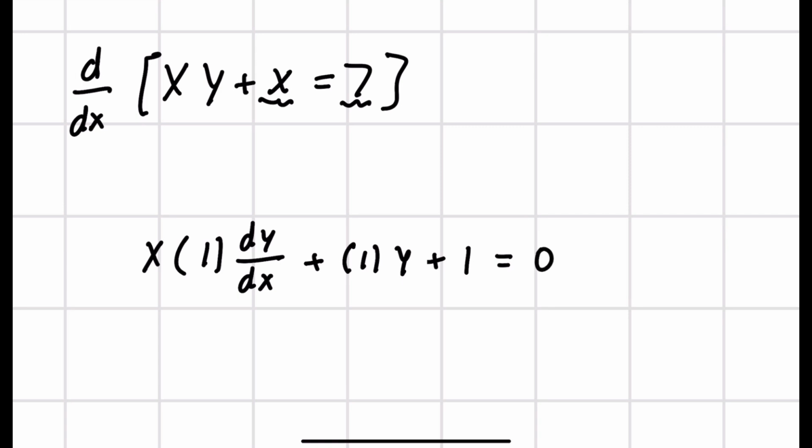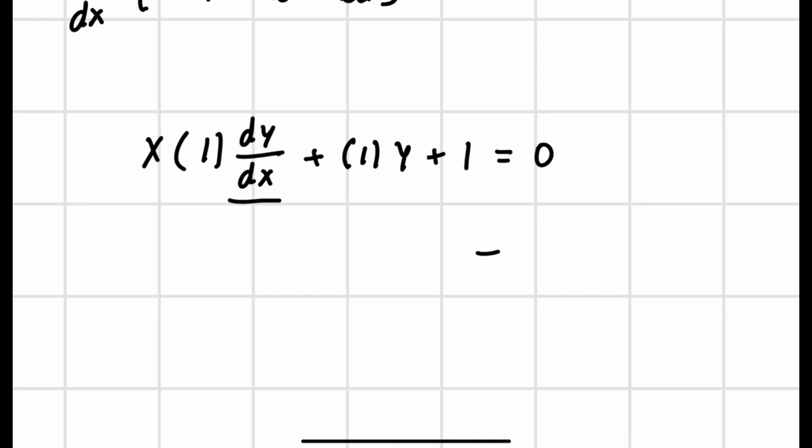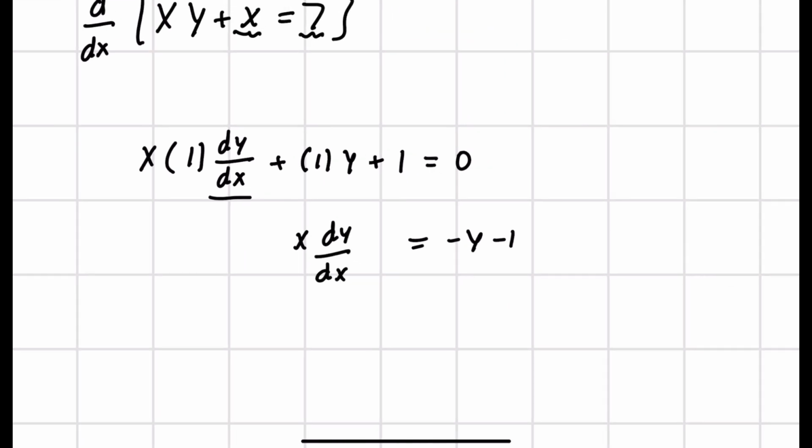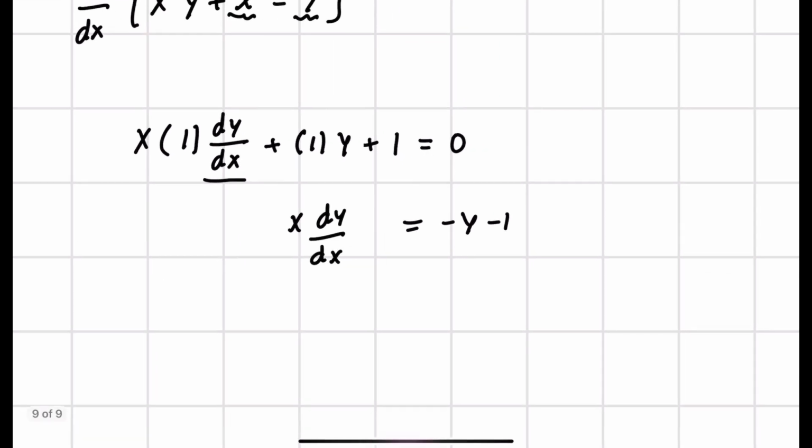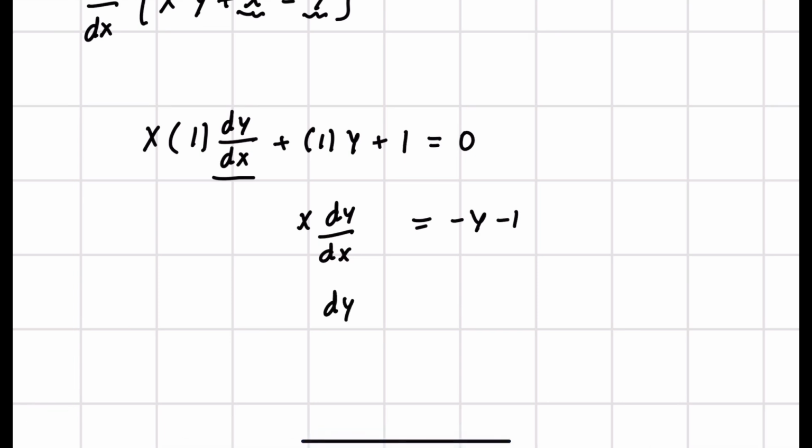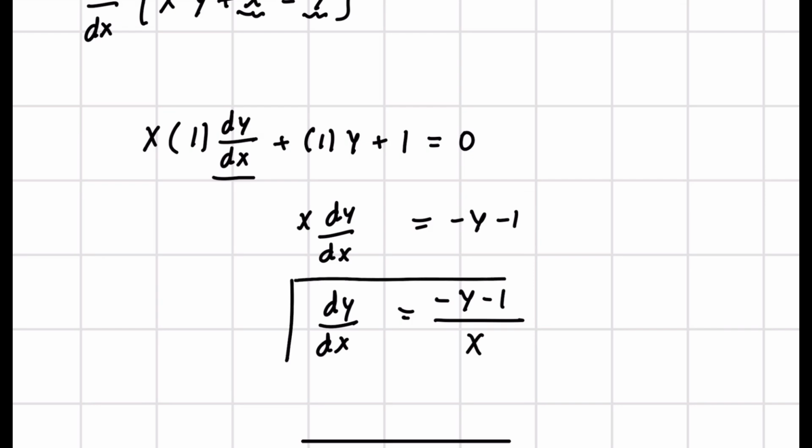And now let's isolate for dy over dx. So we have minus y minus 1 on one side, and on the other side we have x times dy over dx, and we can isolate for dy over dx by dividing both sides by x. So that gives us dy over dx equal to minus y minus 1 over x. And this would be our final answer.